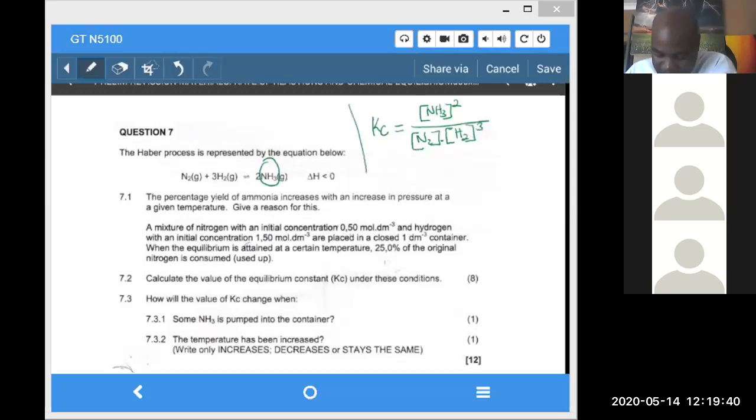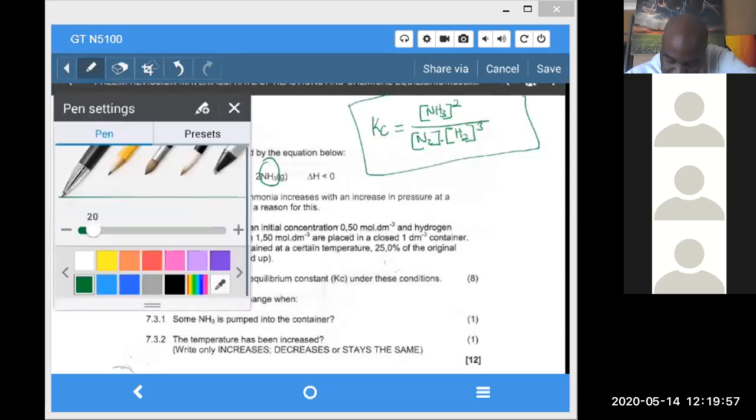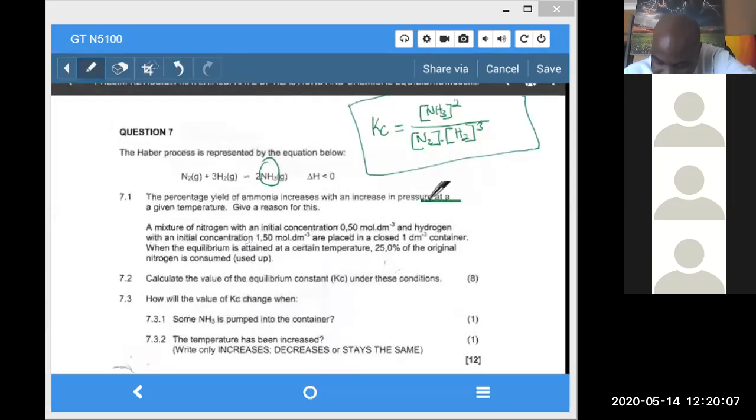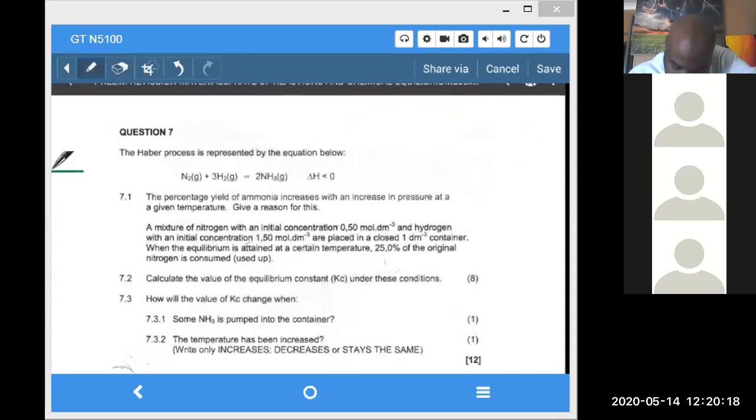This now brings us to the next part, where we need to draw what we call a rice table. We'll use it when we do acids and bases more, but the table is simple. Let me just do it quickly here. Let me create space. So we had said our Kc is equal to concentration of NH3 to the power of 2 over concentration of nitrogen multiplied by concentration of hydrogen to the power of 3.